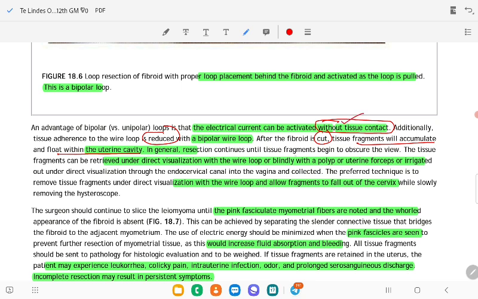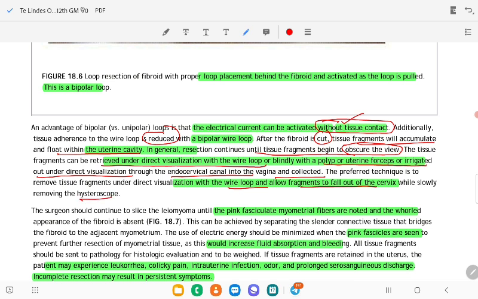In general, resection continues until the tissue fragments begin to obscure the view. You continue until you have an obscured view with all the tissue fragments. The fragments can be retrieved under direct visualization with the wire loop, or blindly with a polyp or uterine forceps, or irrigated out under direct visualization through the endocervical canal into the vagina and collected. The preferred technique is to remove the tissue fragments under direct visualization with the wire loop and allow the fragments to fall out through the cervix while slowly removing the hysteroscope.